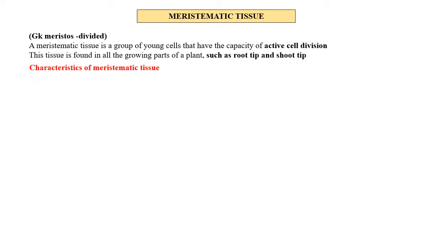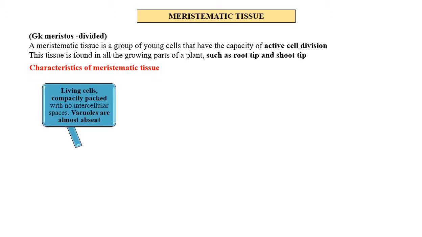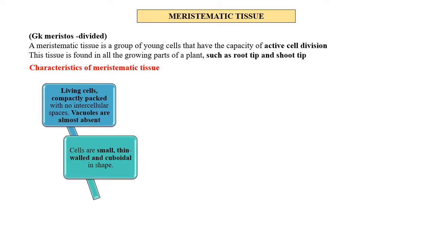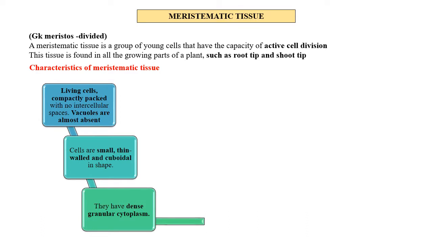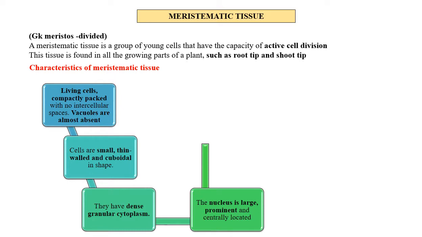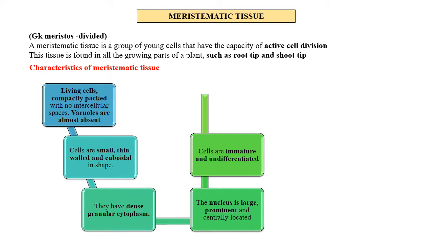Characteristics of meristematic tissue. They are living cells compactly packed with almost no intercellular spaces. The vacuoles are almost absent. Cells are small, thin-walled and cuboidal in shape. They have dense granular cytoplasm. The nucleus is large, prominent and centrally located. The cells are immature and undifferentiated.